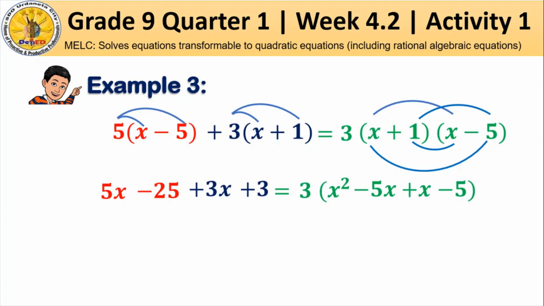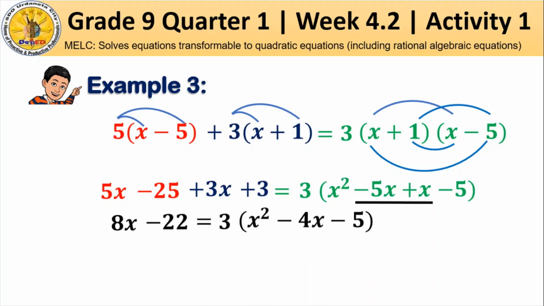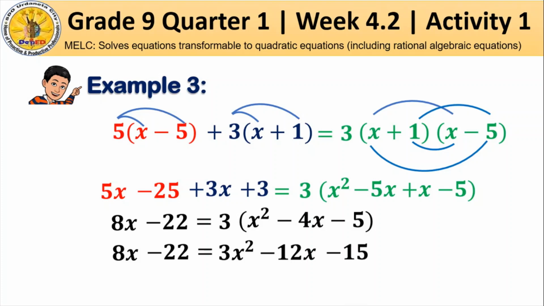Combining like terms, we have 5x plus 3x is 8x. Negative 25 plus 3 is negative 22. That is equal to 3 times the quantity x squared minus 4x minus 5. Simplifying further, we have 8x minus 22 is equal to 3 times x squared is 3x squared. 3 times negative 4x is negative 12x. 3 times negative 5 is negative 15.